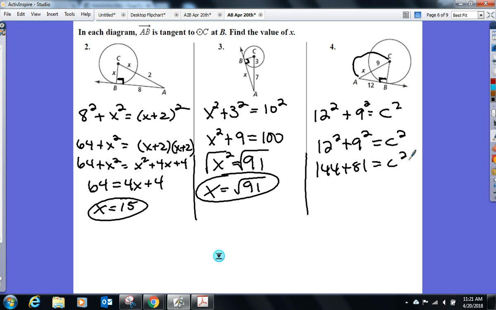Is that 225? So what is that entire hypotenuse in the diagram, CA? 15? So finding x will be 15 minus the 9, so it's just going to be 6, yep.